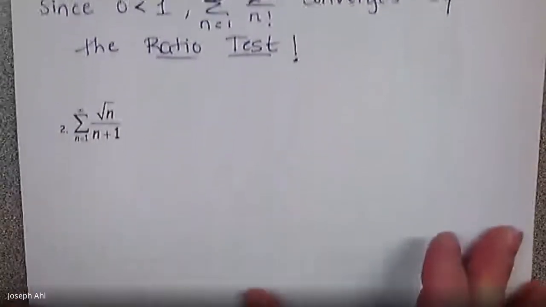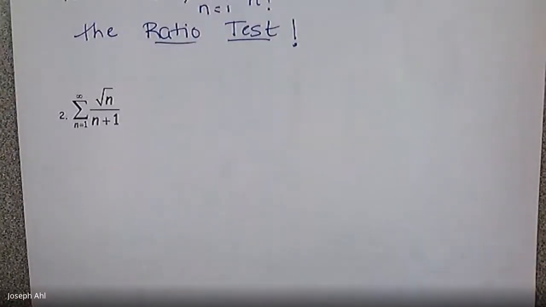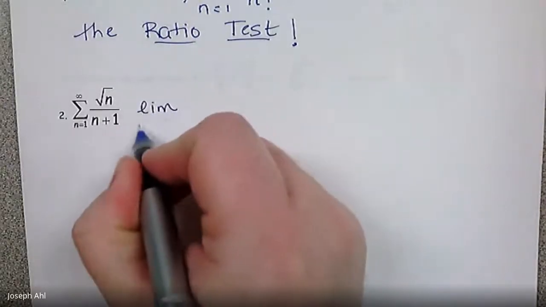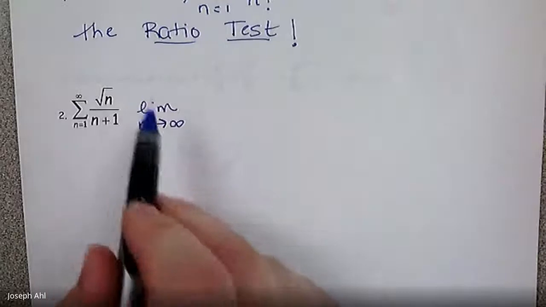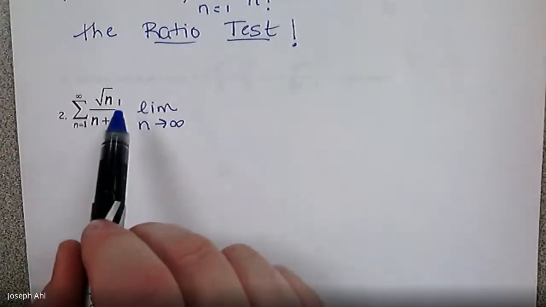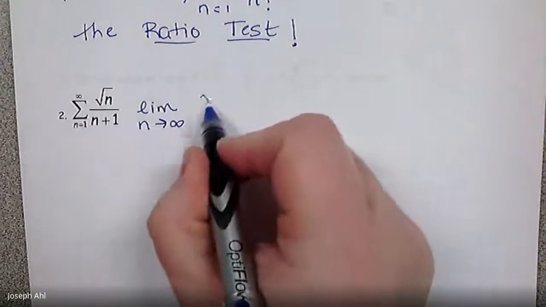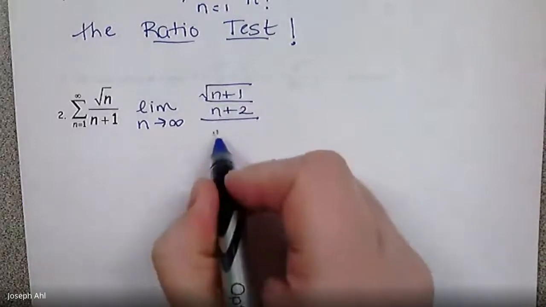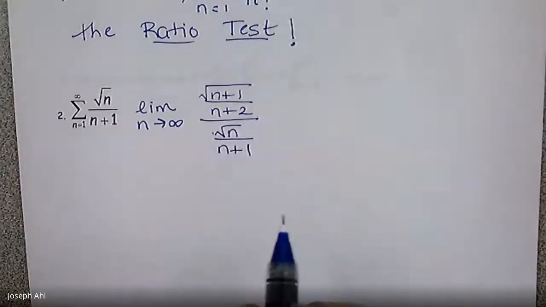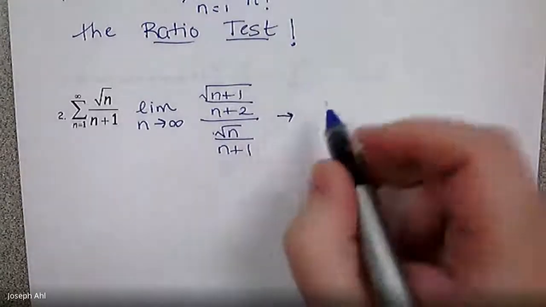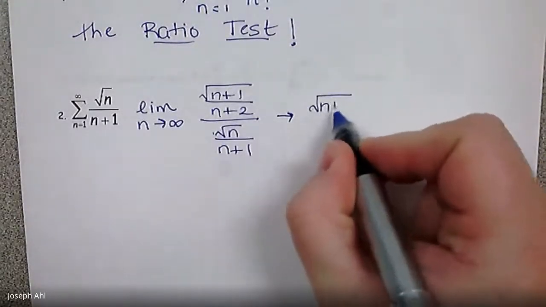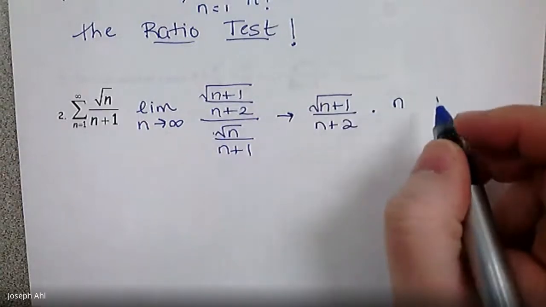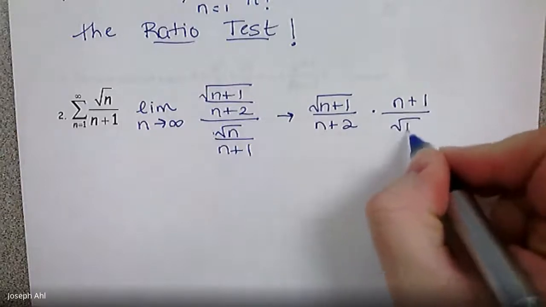All right, while we're practicing with the ratio test, let's see if we can apply it to the next example. Even though there are no factorials here, there are certainly times where you can apply the ratio test and get a conclusion that makes sense. So let's take the limit as n goes to infinity of a sub n plus 1, which would be radical n plus 1 over n plus 2, over a sub n. Multiplying by the reciprocal, this gets cleaned up into radical n plus 1 over n plus 2, times n plus 1 over radical n.